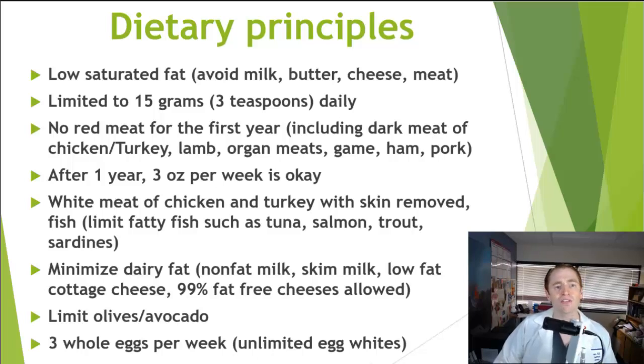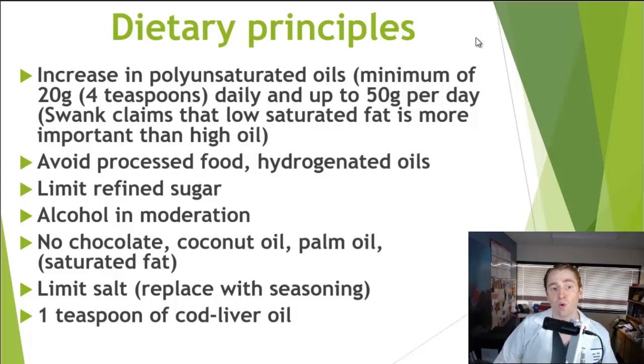Also, you would increase the polyunsaturated oils to sort of make up for the saturated fat reduction. And this wasn't thought to be critical to the diet, but Swank believed that people would be more compliant with the diet if they could consume higher amounts of oils. And it was recommended to consume at least 20 grams or 4 teaspoons of oils, but up to 50 grams per day. You would also avoid processed foods, hydrogenated or processed oils, and you would limit refined sugar.